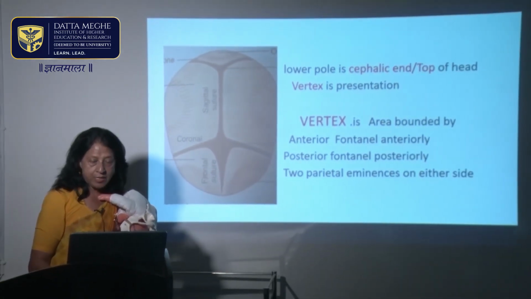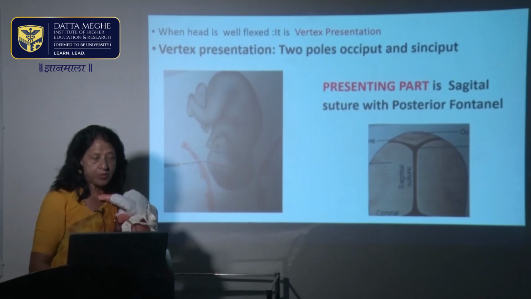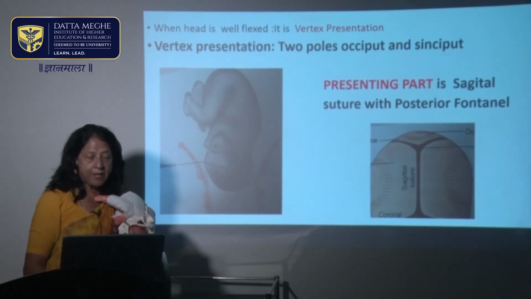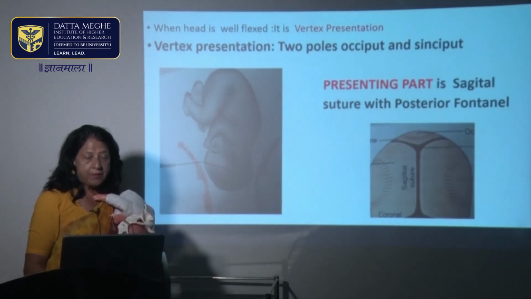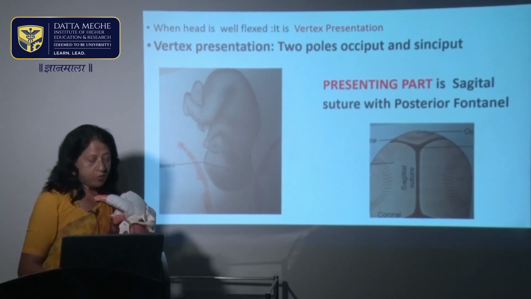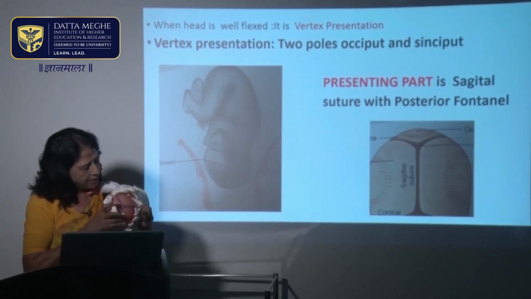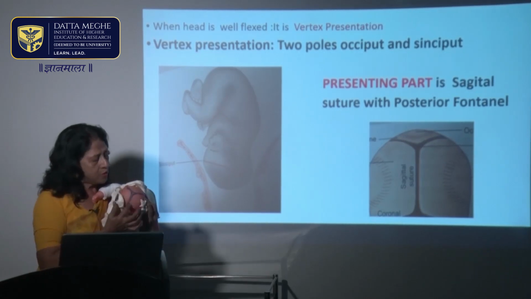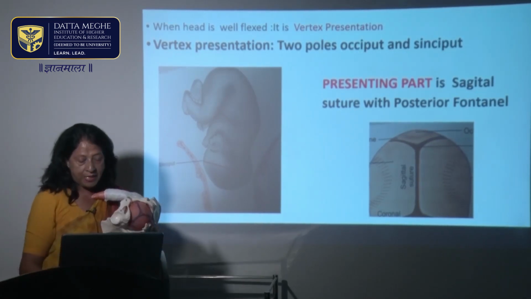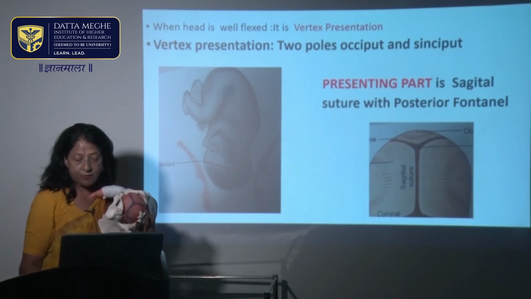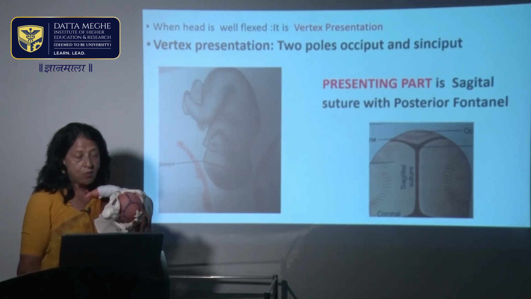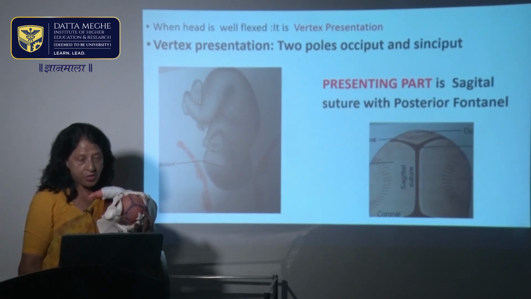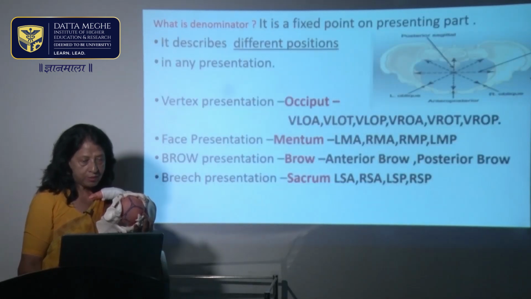We can make out the sagittal suture in the midline and the posterior fontanelle. So, what is the presenting part in vertex presentation? It is the sagittal suture and posterior fontanelle like this. By palpating the posterior fontanelle, we can make out what the position of the fetus in the uterus is.